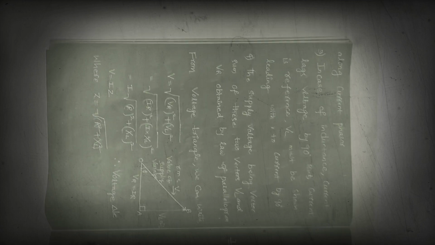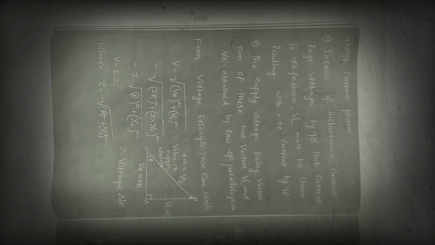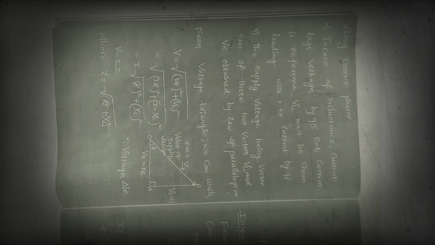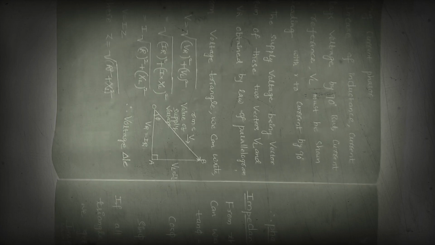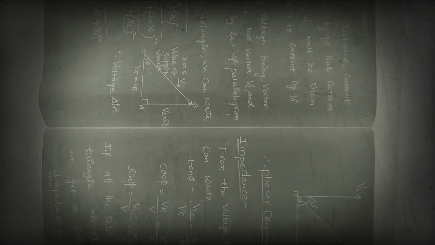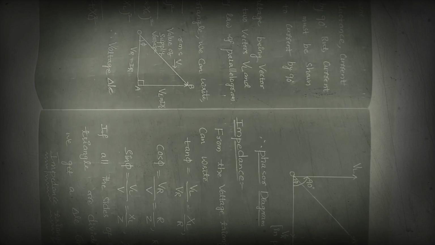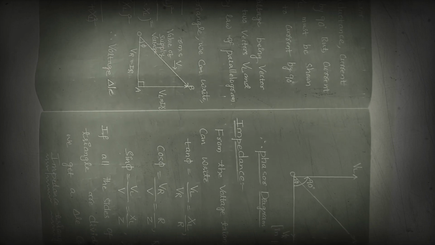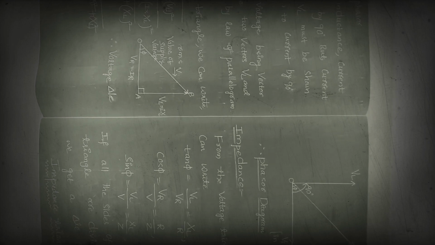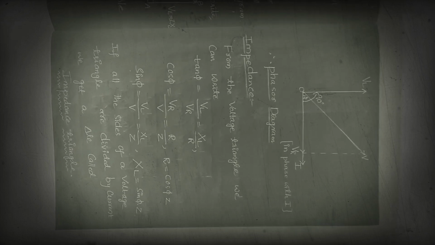And finally I get V is equal to I into Z, where Z is equal to square root of R square plus XL square. Here you can observe the voltage triangle. On the x-axis we have VR, on the y-axis VL, and the hypotenuse is the total voltage V, where VR is equal to I into R, VL is equal to I into XL, and the hypotenuse voltage V is in RMS, not in average values. And you can observe the phasor diagram for the RL series circuit.